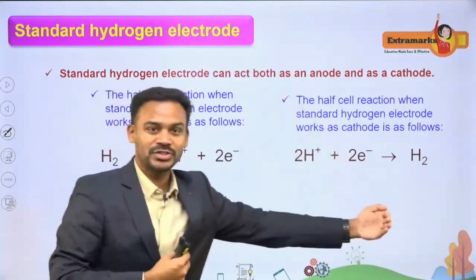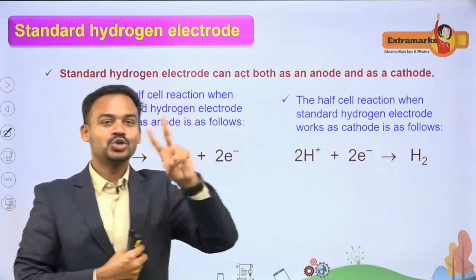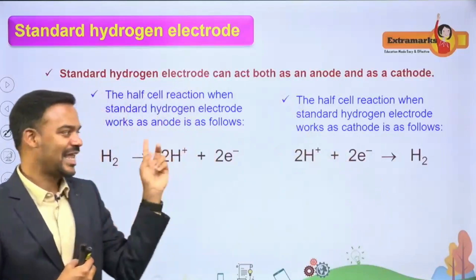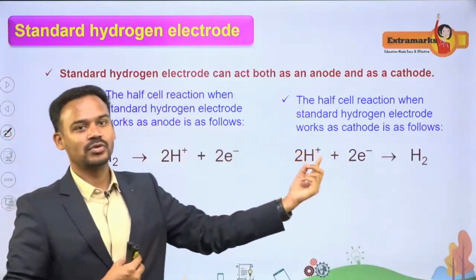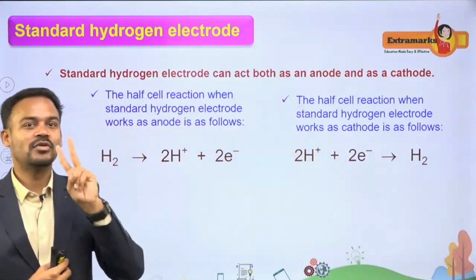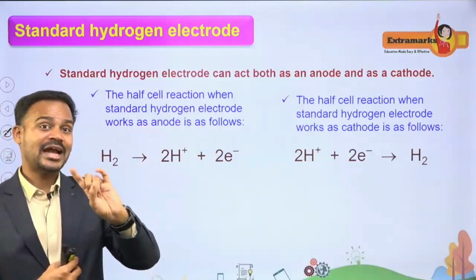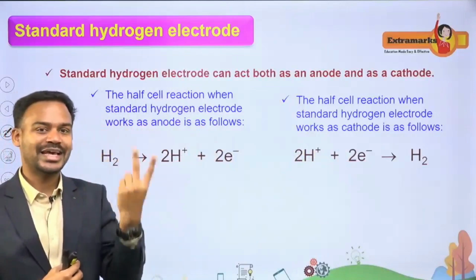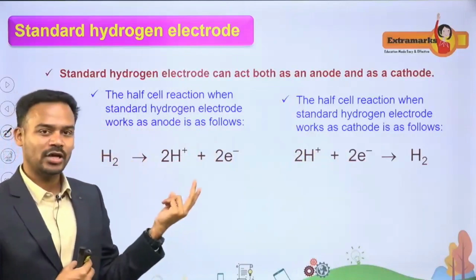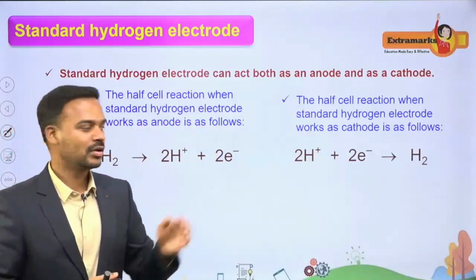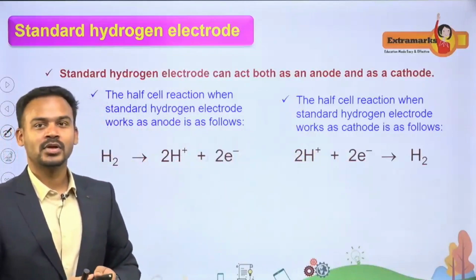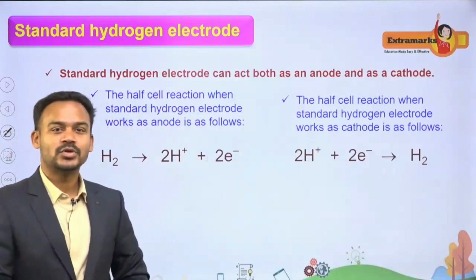So this hydrogen electrode, which I am going to use as my reference, has a dual nature. What is the dual nature? It can act as anode as well as cathode. That is the second importance of this hydrogen electrode. Already its electrode potential is 0, and it has dual character: it can act as both the anode compartment and the cathode compartment. I guess the time is already up.